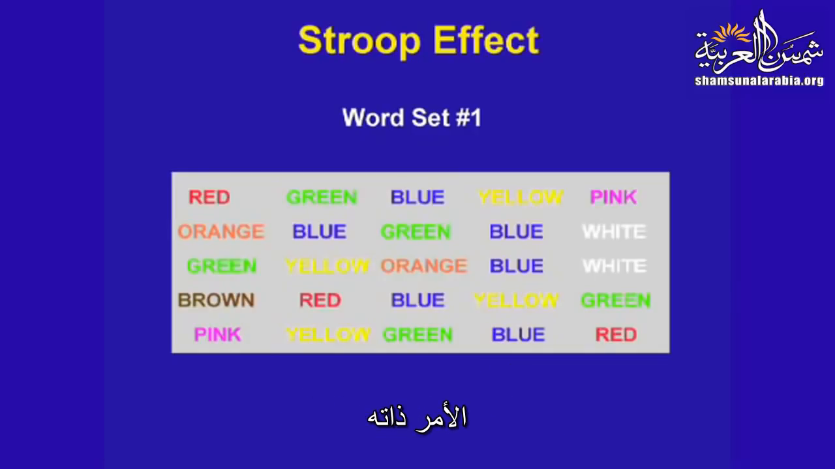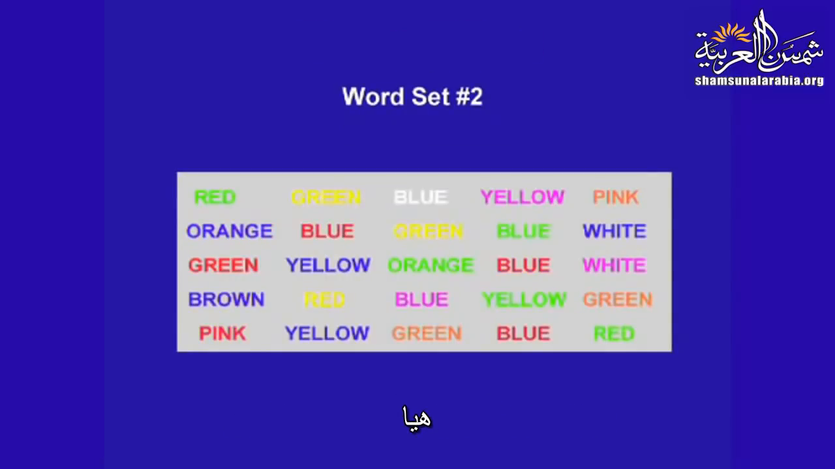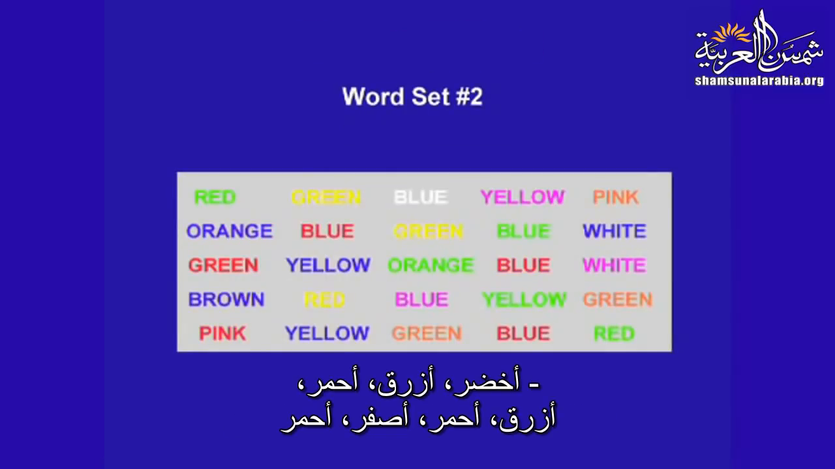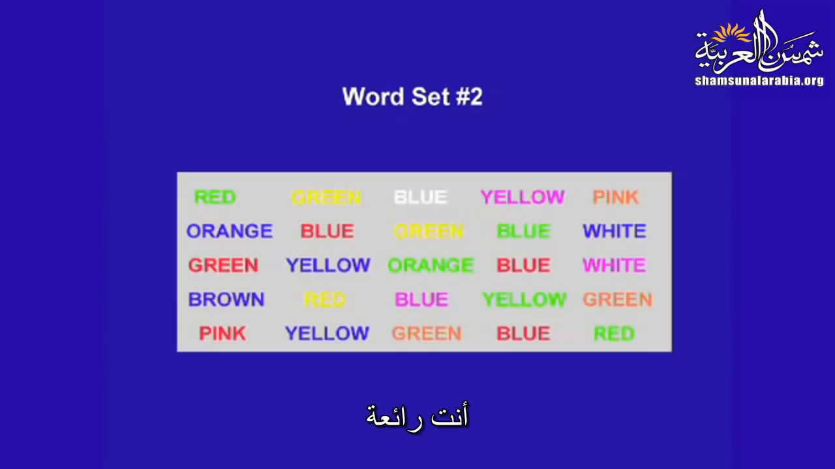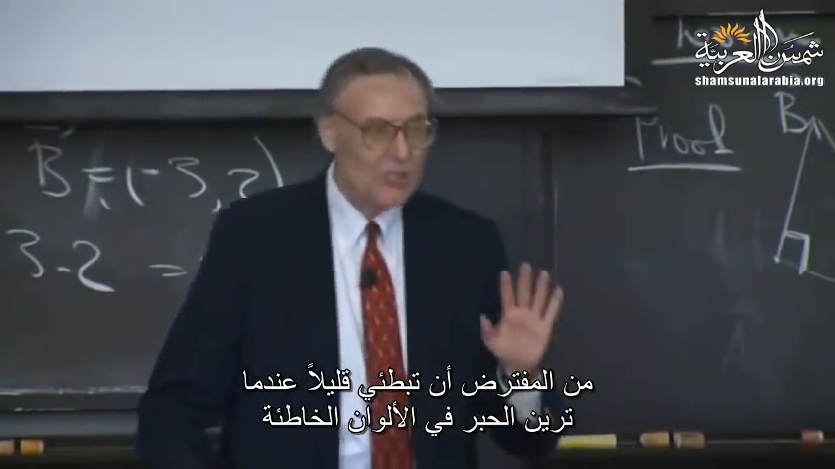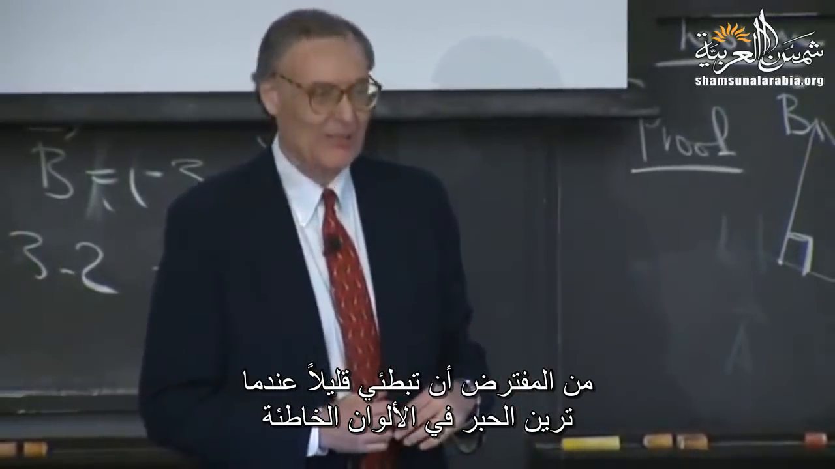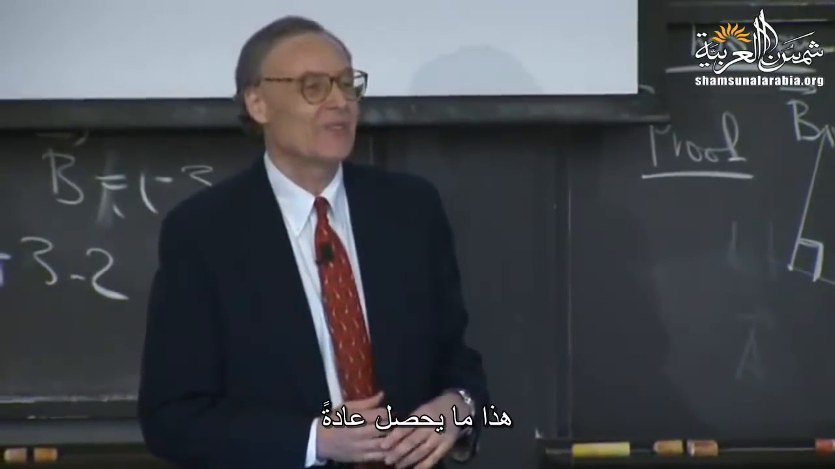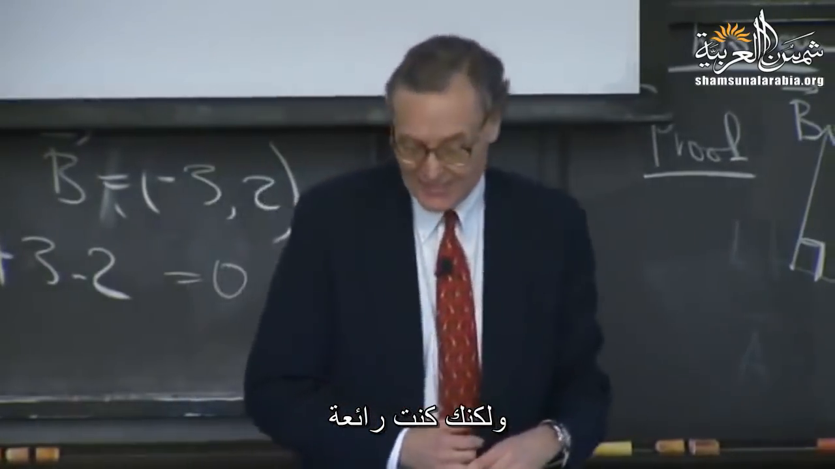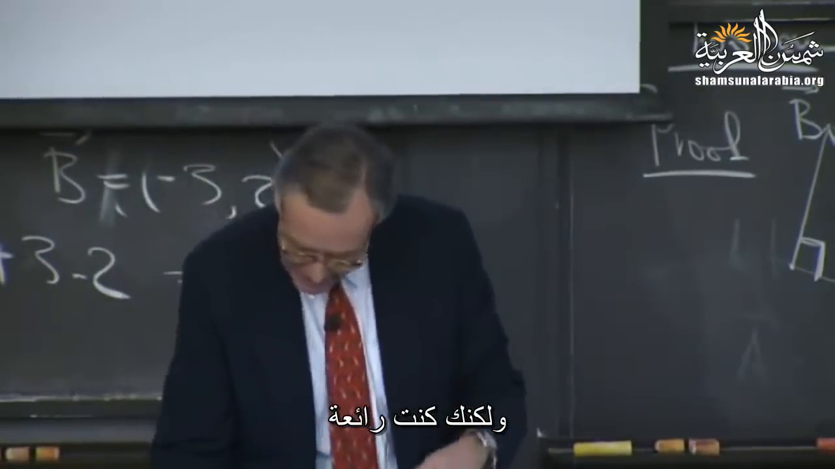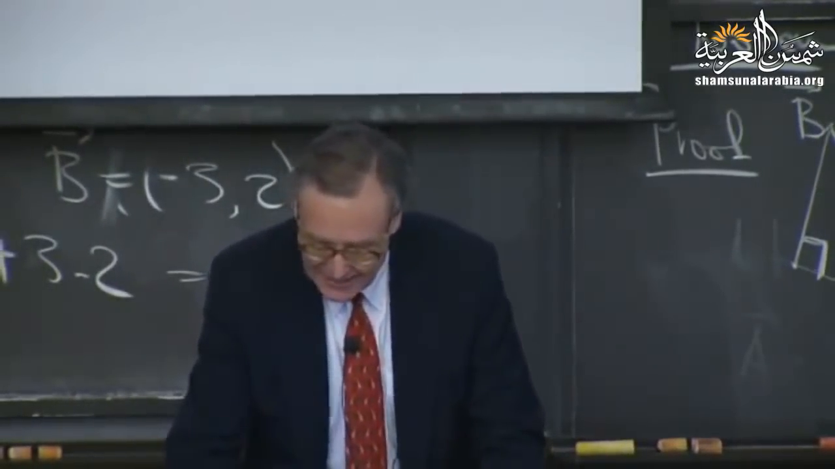Great, you're excellent. Okay, same thing. Read the color of the ink exactly like you were doing. Go. Green, blue, red, blue, red, yellow, red. Oh, you're pretty good. All right. Okay. It's supposed to slow you down when you get the ink in the wrong color, and it usually does. But you were very good. Okay. All right.